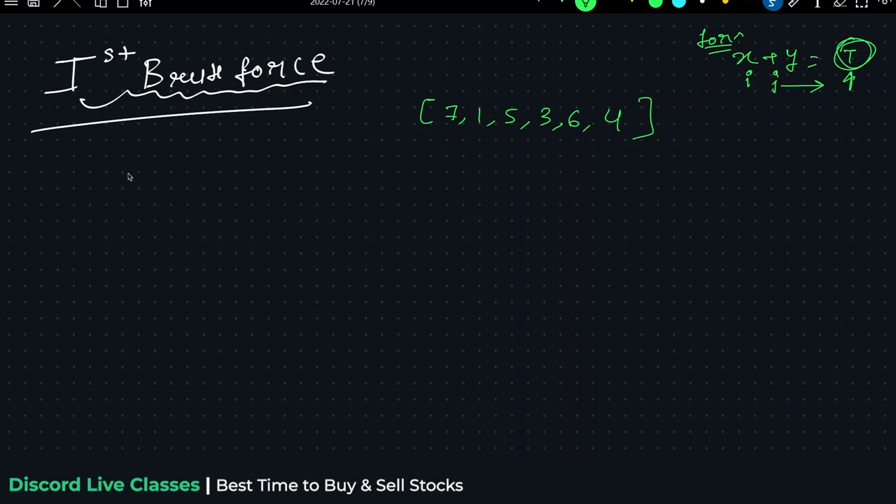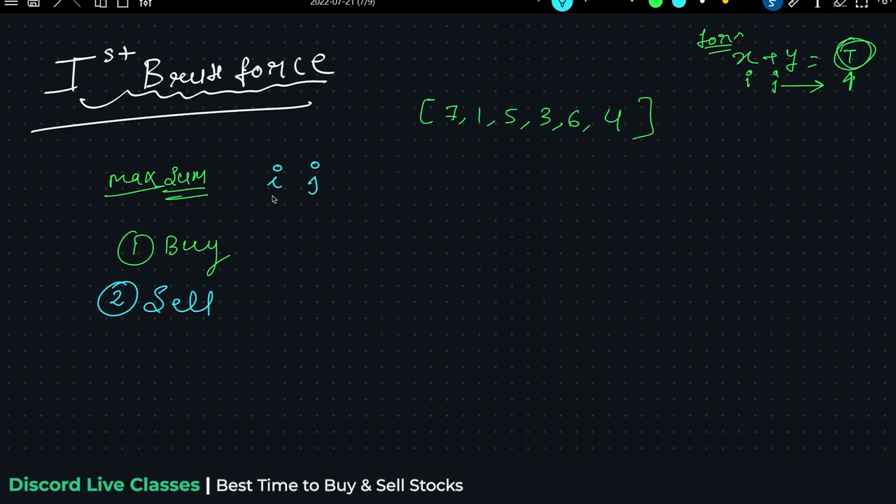Let's suppose I want to find the maximum profit. The question says first you need to buy, and then you can sell. So I will take two pointers, or two variables. They are variables, but since they point to some value, I call them pointers, so don't get confused. So an i pointer and a j pointer. The i variable will point to the first position, and the j variable just after the i position.